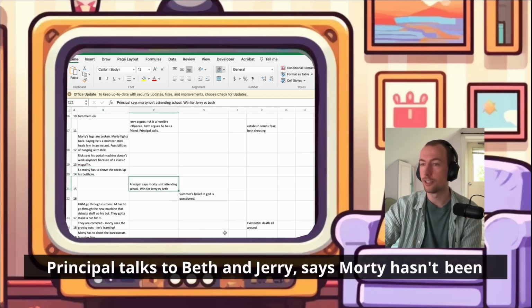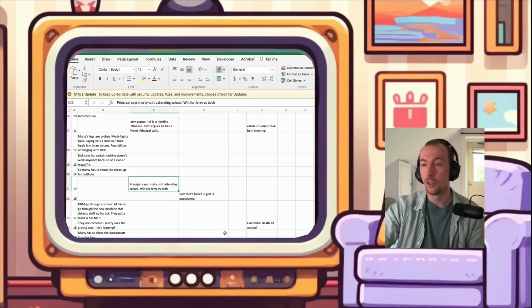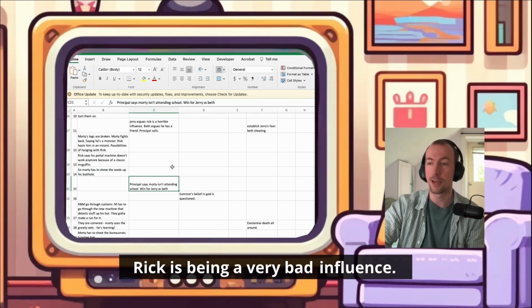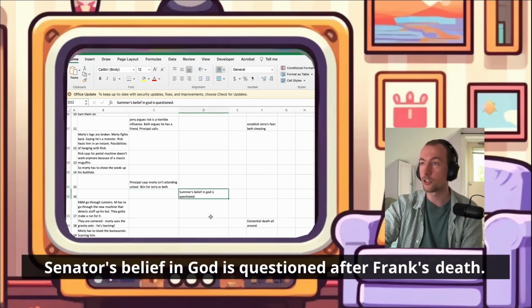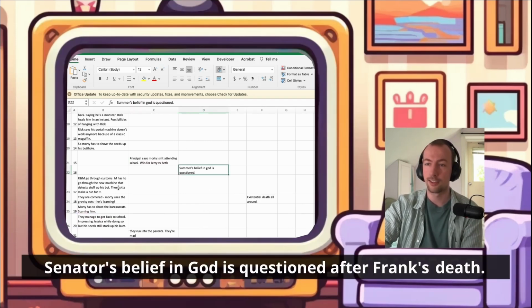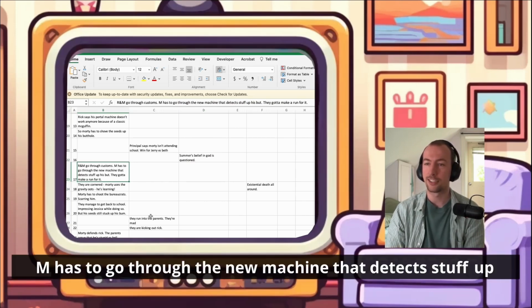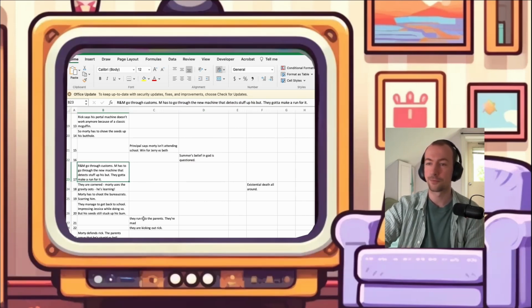Principal talks to Beth and Jerry, says Morty hasn't been attending school. This is a major win for Jerry versus Beth. Rick is being a very bad influence. Summer's belief in God is questioned after Frank's death. Rick and Morty go through customs. So funny, Morty has to go through the new machine that detects stuff up his butt. They gotta make a run for it.